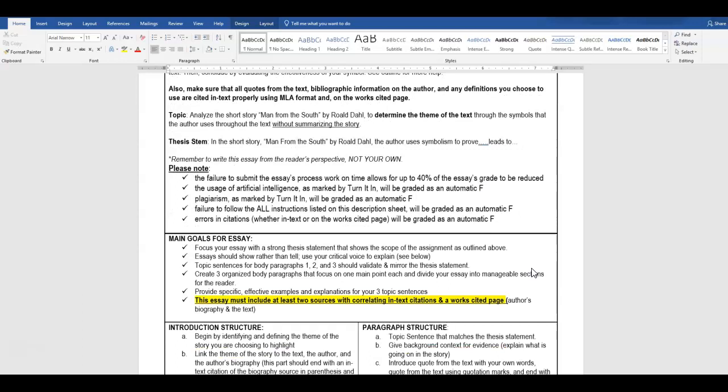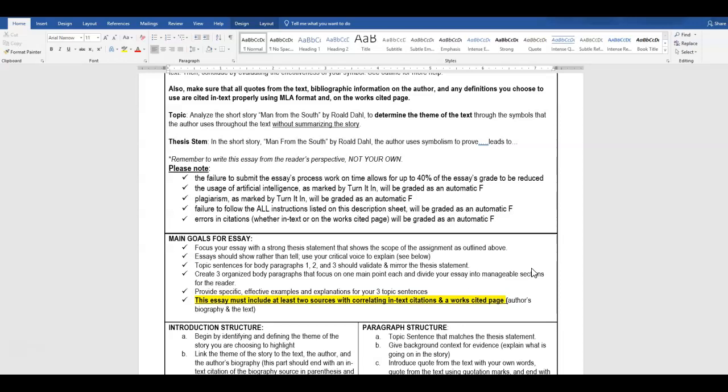The main goals for this essay stay the same as essays 1 through 4. You will focus your essay with a strong thesis statement. Your essay should show rather than tell. Your topic sentences for body paragraphs 1, 2, and 3 should validate and mirror the thesis statement. You will create 3 organized body paragraphs that focus on one main point each and divide your essay into manageable sections for your reader. You will provide specific, effective examples and explanations for your 3 topic sentences, and this essay must include 2 sources with correlating in-text citations and a works cited page.